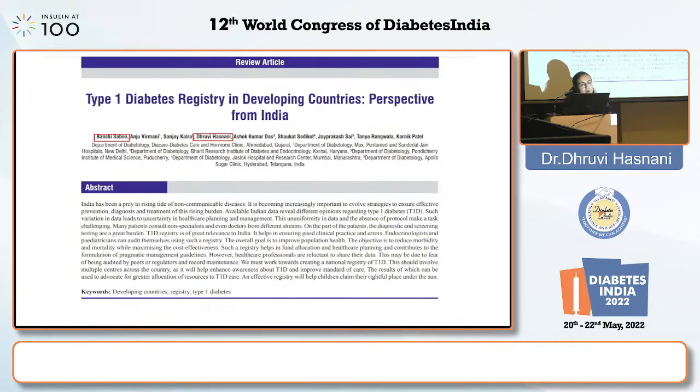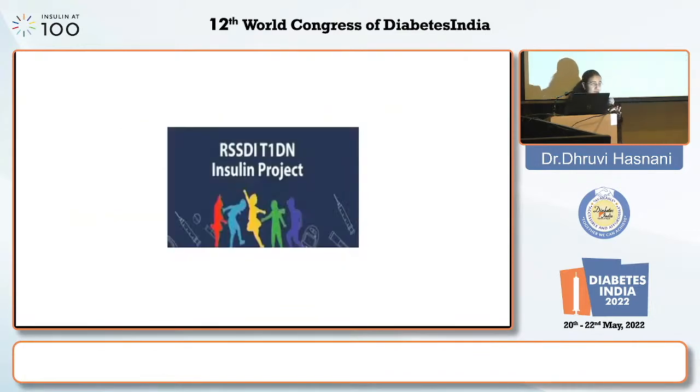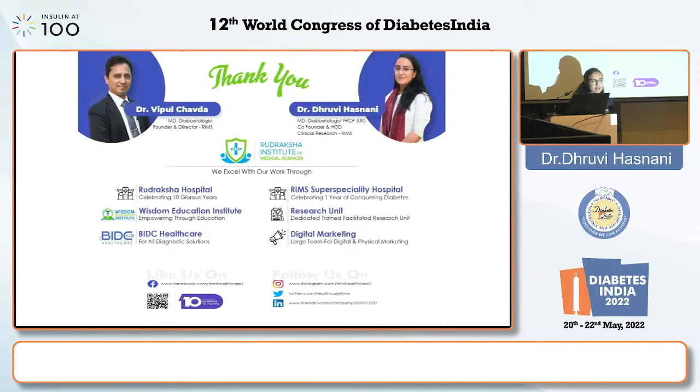Dr. Banshi Sabu sir and myself were a part of this type 1 diabetes registry in the developing countries, and this was a perspective from India. We did this in 2019, just pre-COVID, when we were almost designated as the hub for Southeast Asia, and we wanted to show the world that developing countries are equally competent in registering data, coming out with evidence, and translating the data into clinically relevant practices. And with that, like Rutul was suggesting, there is an RSSDI type 1 diabetes insulin project wherein you can connect, and that's our institute.